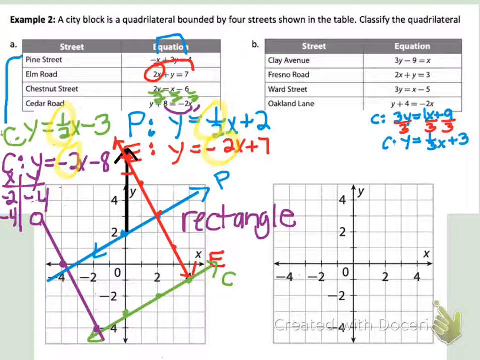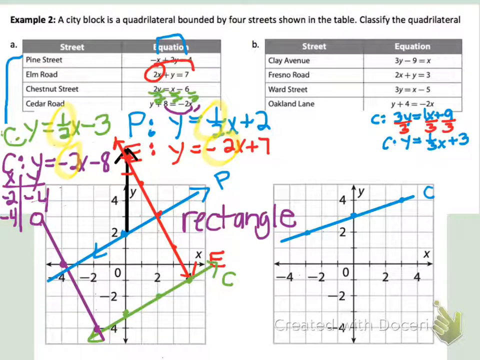So let's put that on the graph. That's going to be a y-intercept of 3, a slope of 1/3. So that means rise 1, run 3. I could also go down 1 and left 3, and that would give me that point. So that way I make sure I get my line long enough this time. And so there's my line, and that's Clay Avenue.